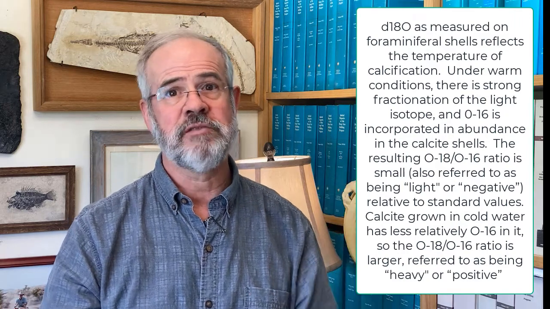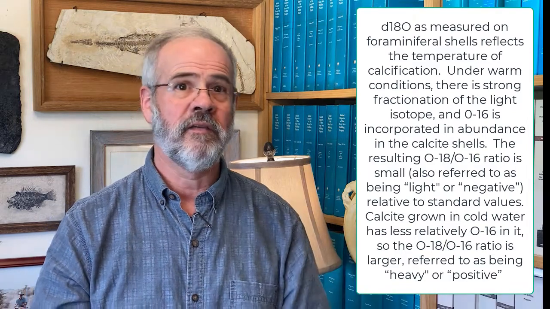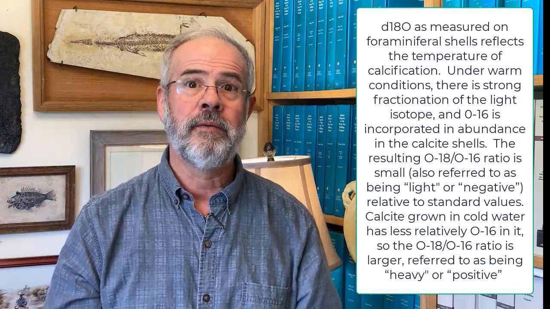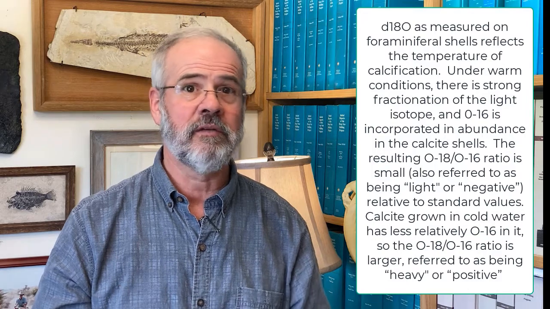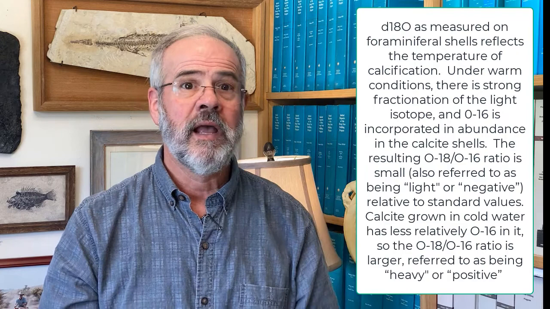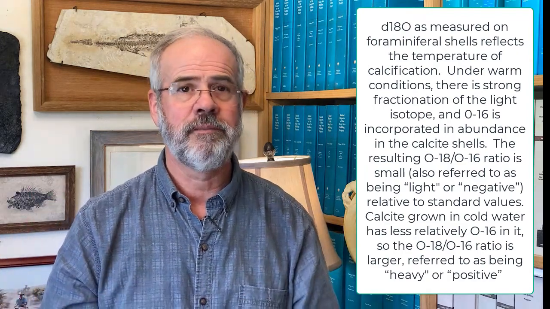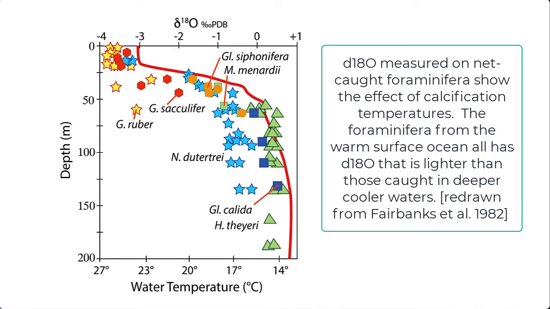Hence, the amount of fractionation between them is much lower when a foraminifera is growing calcite in cold water than is the case when it's growing in warm water. The result is that negative delta-18 ratios, also called light ratios, indicate growth of shells under warm conditions, and more positive ratios, or heavier ones, reflect shell growth in cool conditions. We can see this effect by looking at the delta-18 of foraminifera caught in surface net tows, where we know the water temperature that they were caught in. You can see that the delta-18 of foraminifera tracks the water temperature with the heaviest ratios in the coldest water.